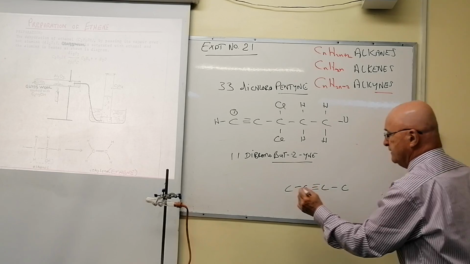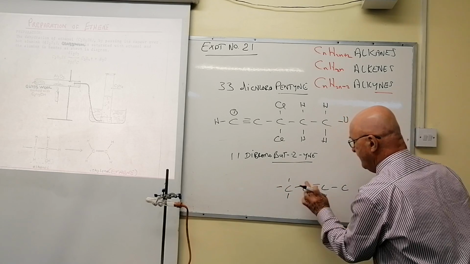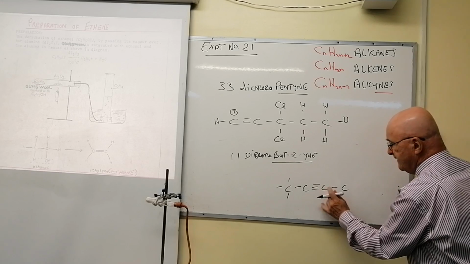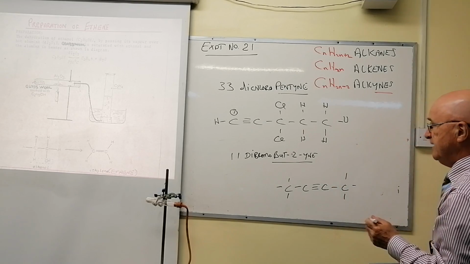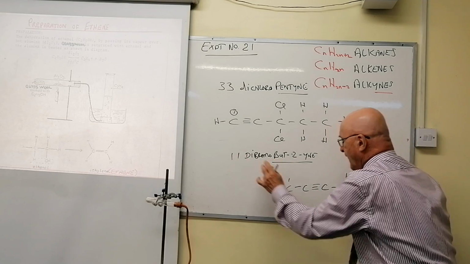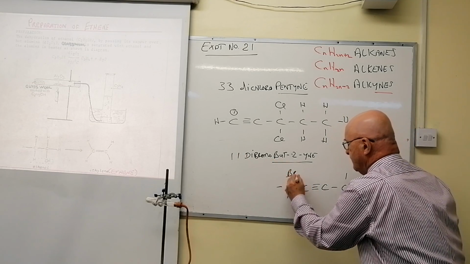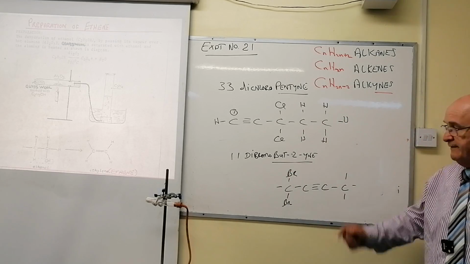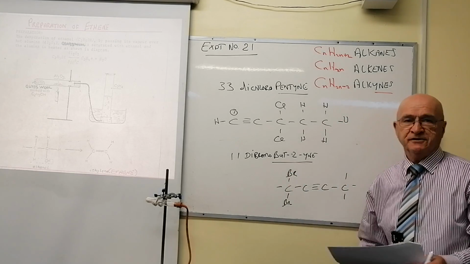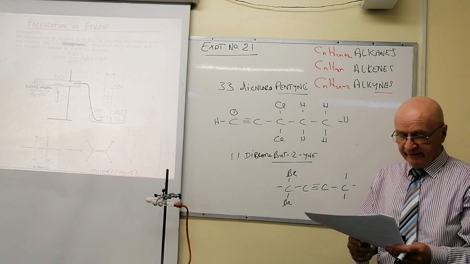Good. Put in all the bonds next. This needs 3. This needs none. This needs none. And this needs 3. And it tells you that there's 2 bromines at the first. Br there and Br there. Wouldn't matter if you put it there, but 2 of them at the first. That's the answer. Don't forget to put in the H's. And that's the method, and that's what you're dealing with.